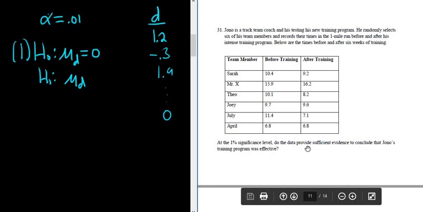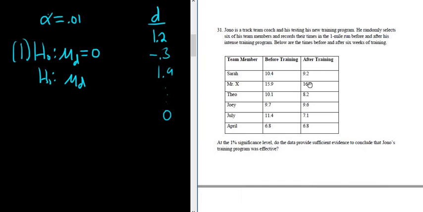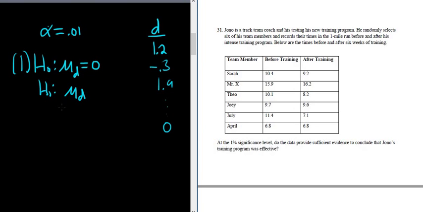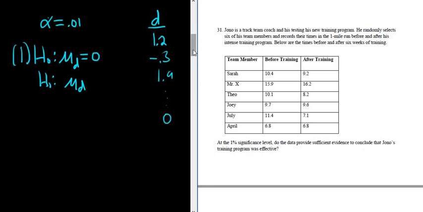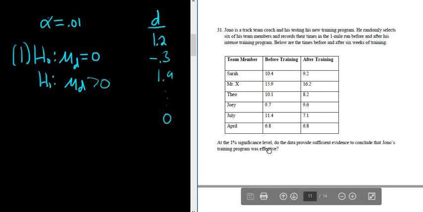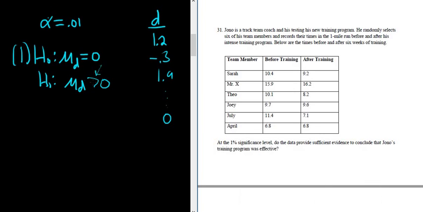So we want to know if the training program was effective. So in this problem, effective means that the times have to go down. So that means that the D has to be positive. So we want D's to be positive. You might say, what is mu sub D? Mu sub D is the population mean of the D's. So we want them to be positive on average. So positive means greater than zero. Again, because this problem is talking about running times and we want the times to go down for the program to be effective, you want the D's to be positive, and that's why we get greater than zero.